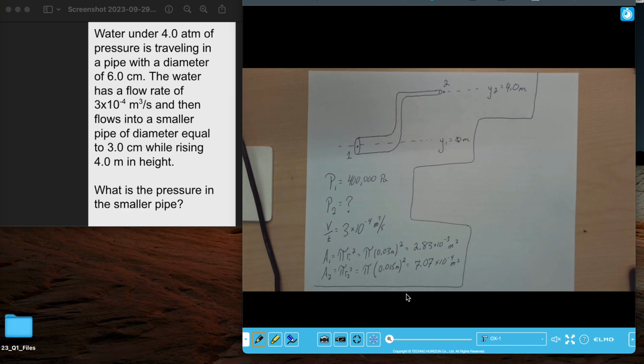Here's that last problem that we didn't quite get to in class. And I've taken the liberty of outlining it and pulling the information out ahead of time, and now we can go ahead and solve the problem.